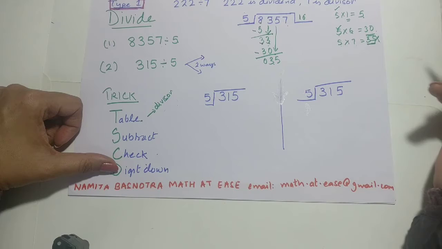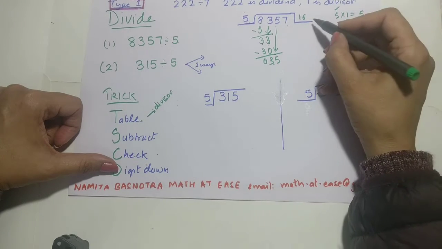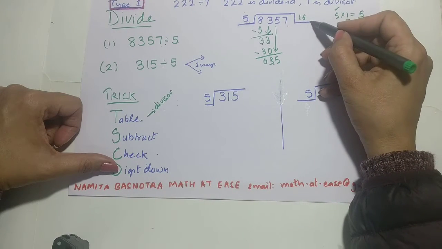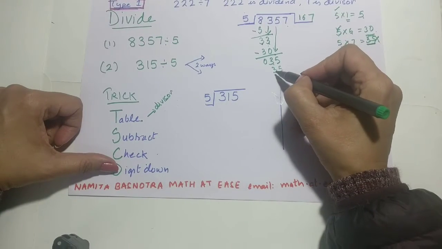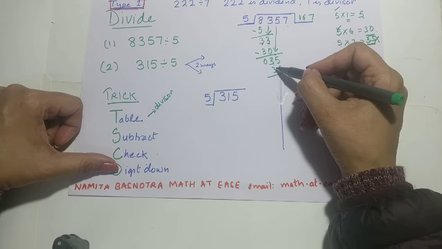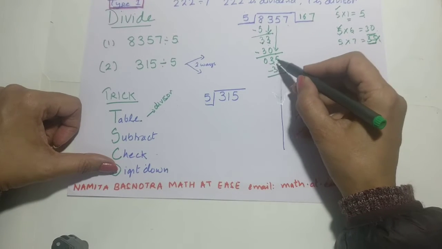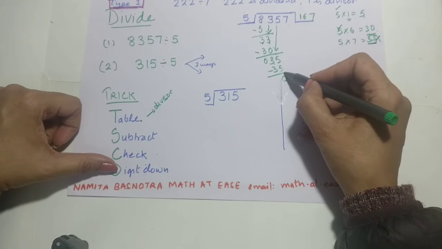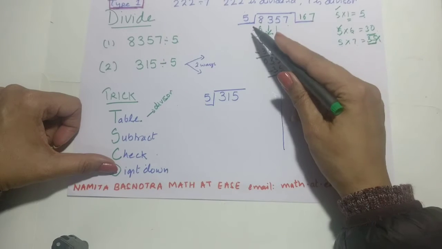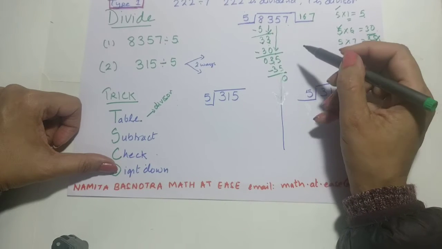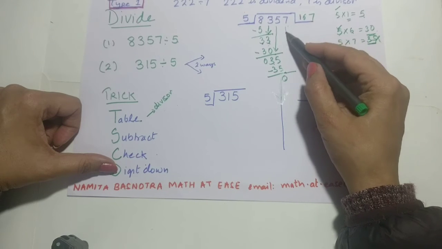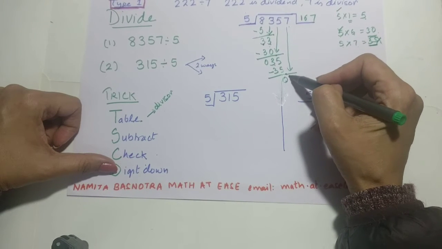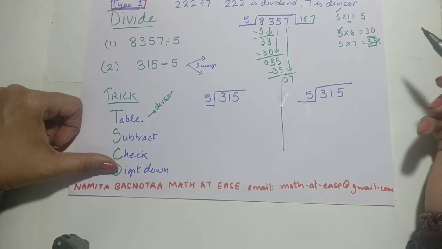I already know that 5 7s are 35, right? So what will I do? I will write here this 7 and 35 over here, and then second step. First step is over. Subtract. I get 0, right? Then check. Yes, 0 is smaller, and then the next is bring the digit down. So the next one which will come is 7. Okay. Now again say the table.